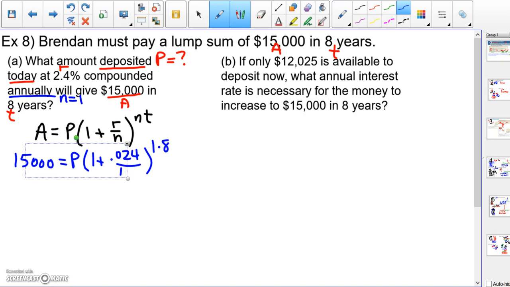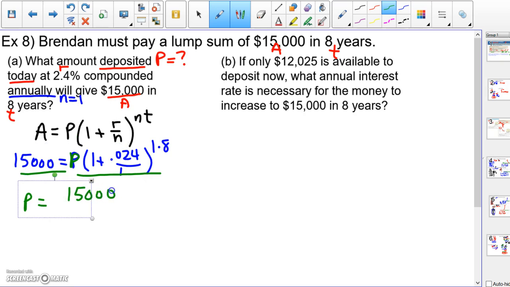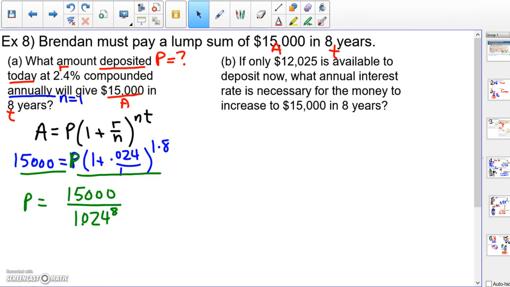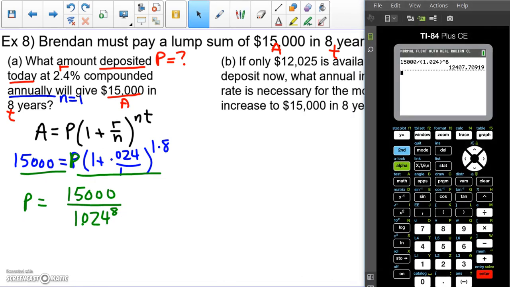So what's going to happen is we're just trying to solve for that variable. If you're going to solve for that variable, then you need to divide by (1 plus 0.024 divided by 1) to the 8th power. If you divide both sides by that, you're going to end up getting P equals 15,000 over 1.024 to the 8th power. We're going to type that in on the calculator, and I've already done that. 15,000 over 1.024 to the 8th power is $12,407 and 71 cents.